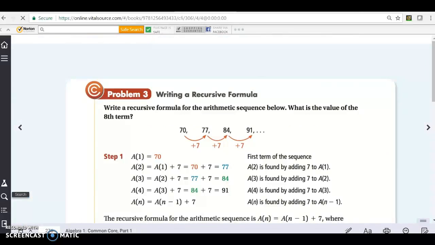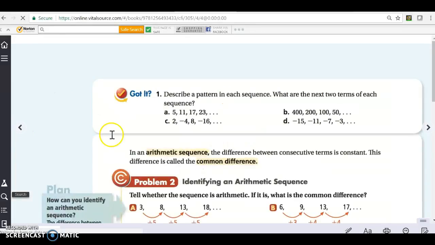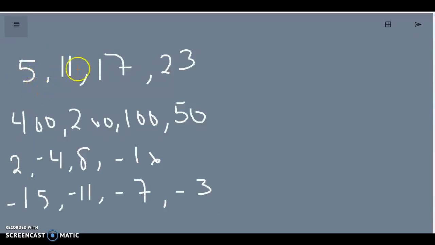Sorry, I hit it twice too hard. So it says, describe a pattern in each sequence. What are the next two terms for each sequence? So I've written it here on my whiteboard. We have 5, 11, 17, and 23.